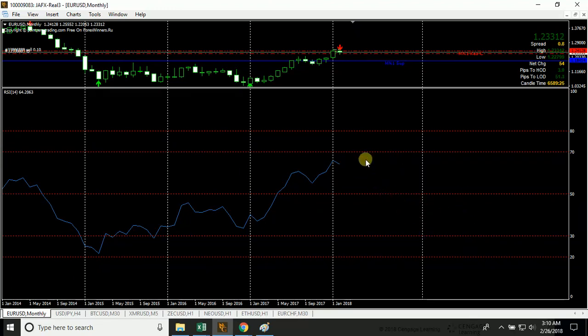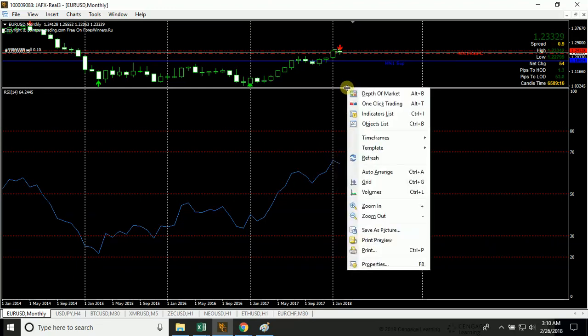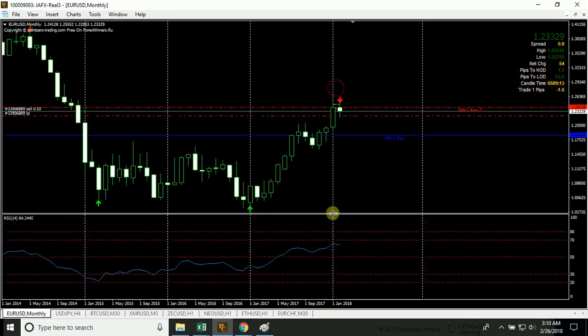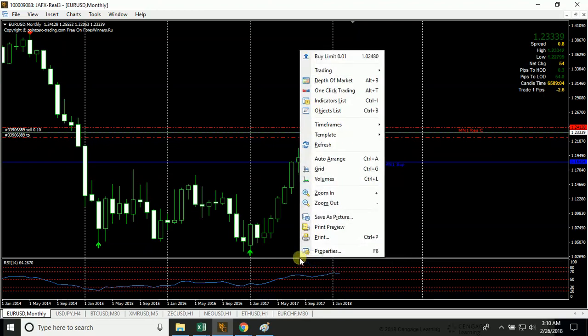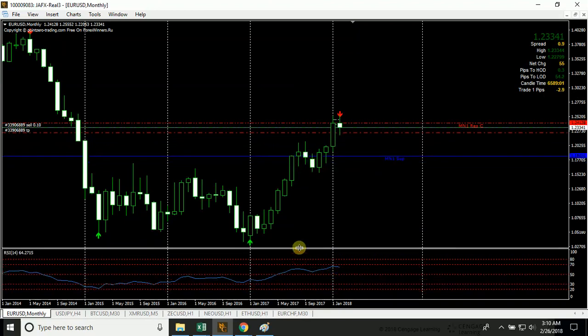But here we're above 50 and we're peaking. We can see here on the RSI it's starting to push down. Here, price is being pushed down off the monthly resistance. So that's what we see taking place here on the monthly.